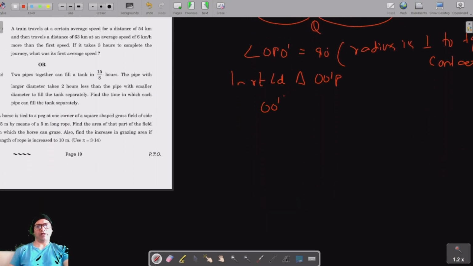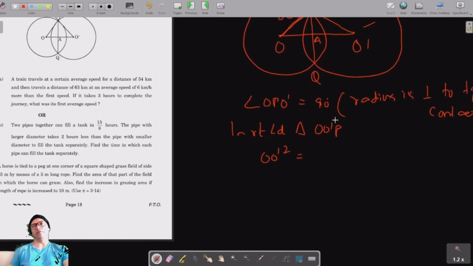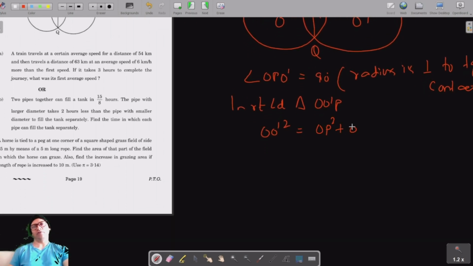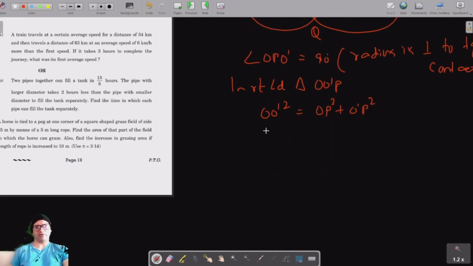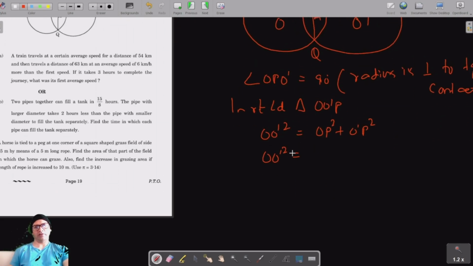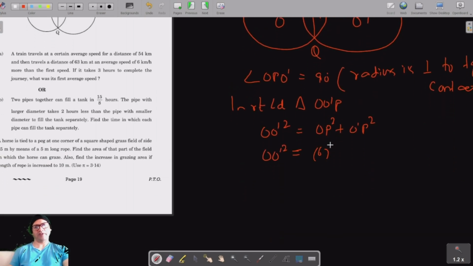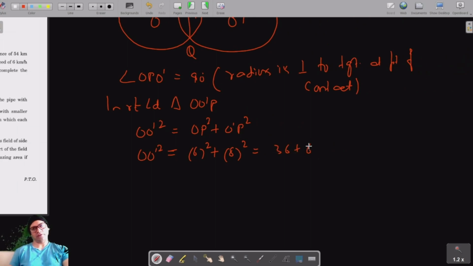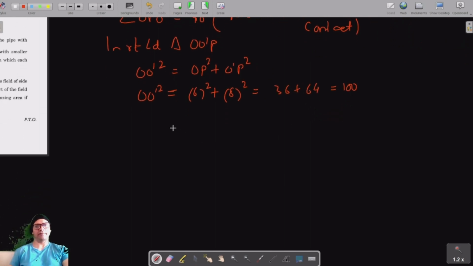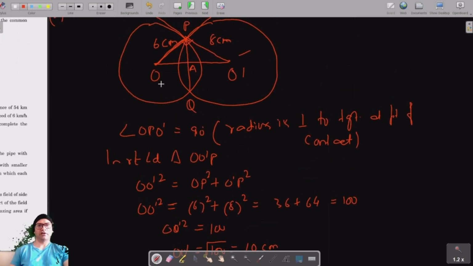So this is O dash square is equal to OP square plus O dash P square. Now O dash square, which is the hypotenuse, is equal to OP, which is 6 square plus 8 square, which is equal to 36 plus 64, which is equal to 100. So O dash square is 100, and O dash is root of 100, which is equal to 10 centimeter. So the length of the line joining the two centers is 10 centimeter.